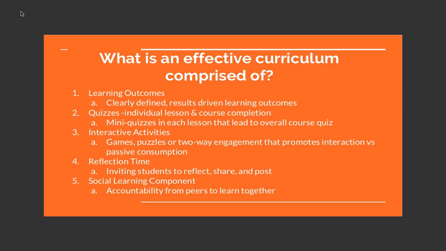So if we look at effective curriculum, what is it that makes learning and the material really exciting? When you're building your online course, here are 5 components to think about that are really effective for your curriculum. 1, learning outcomes. Outcomes that are clearly defined, results-driven learning outcomes that really show the progression from A to Z.